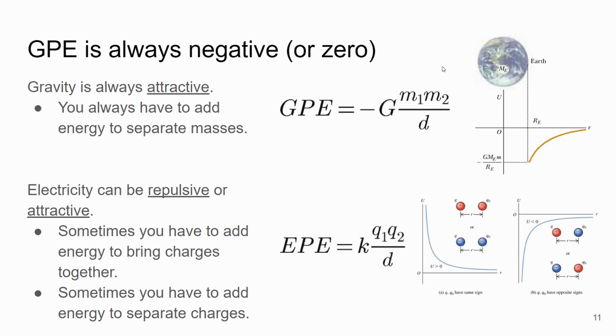When you're dealing with EPE, it's more complicated. So with GPE, masses are always positive, so GPE is always negative. With EPE, remember, you have positive or negative charges. So EPE will sometimes be a negative number, and sometimes it will be a positive number, depending on the kind of charges you have and whether they are attracting each other or repelling each other.